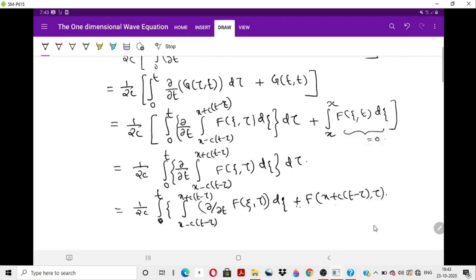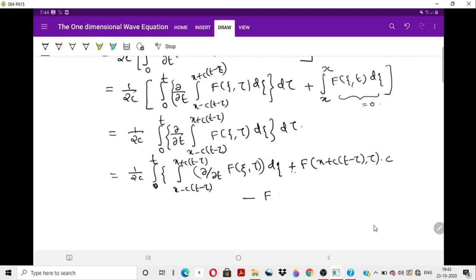into the derivative of the upper limit. The derivative, dou by dou t of x plus c into t minus tau, is c. Minus f of, now replacing theta by the lower limit, x minus c into t minus tau comma tau, into the derivative of this lower limit, that is minus c. Okay, so this in bracket into d tau.